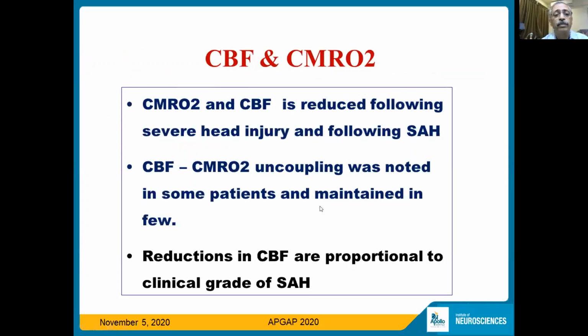There are certain pathological situations where we definitely know that there is a significant reduction in CMRO2 and cerebral blood flow: in severe head injury patients and following subarachnoid hemorrhage. In severe head injury patients, you can also see this uncoupling of CMRO2, so that there is an increase in the metabolism requirement, but no change in the flow.